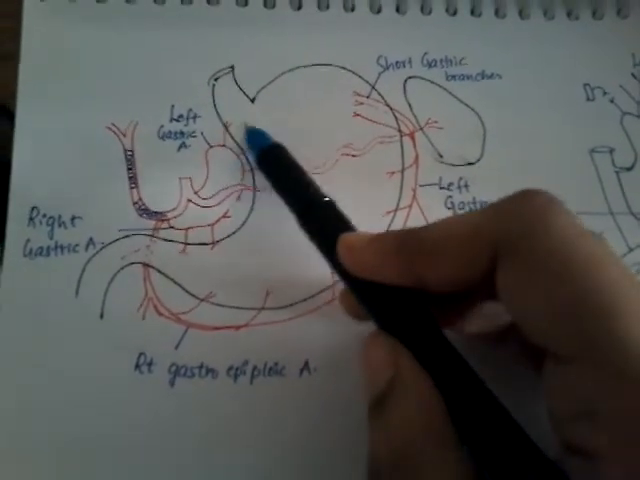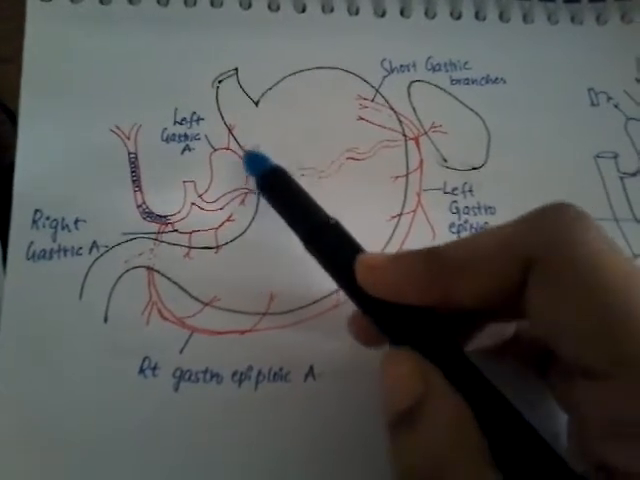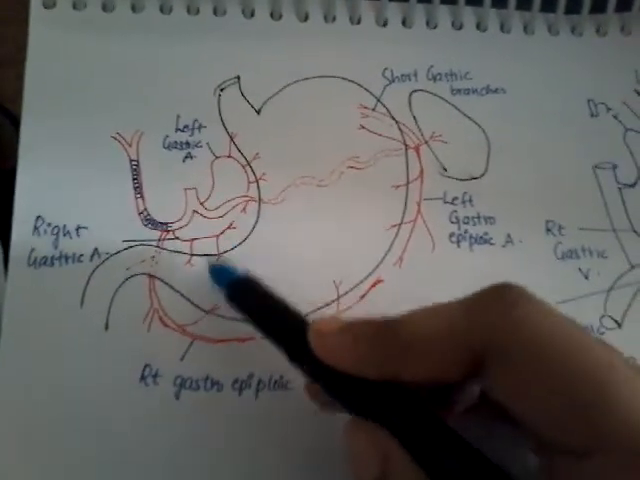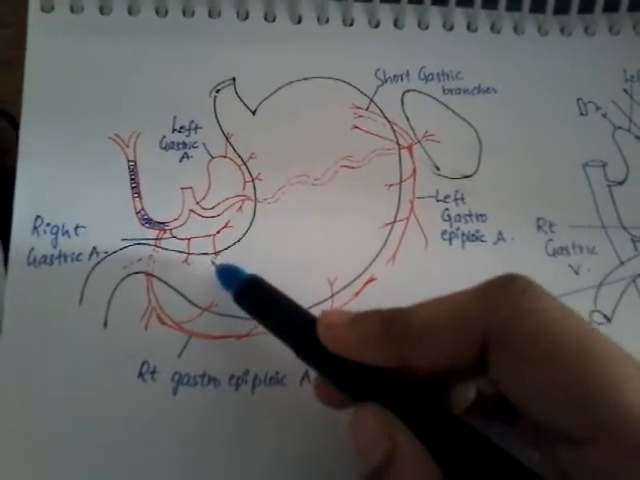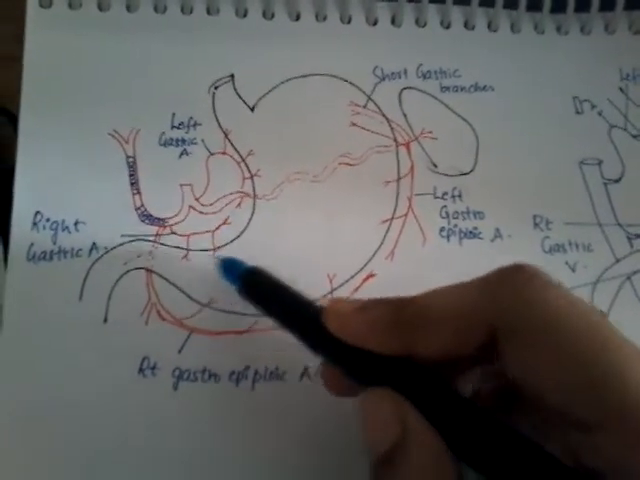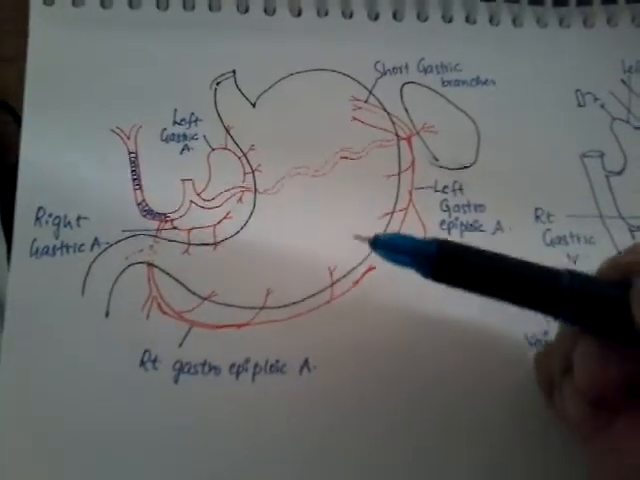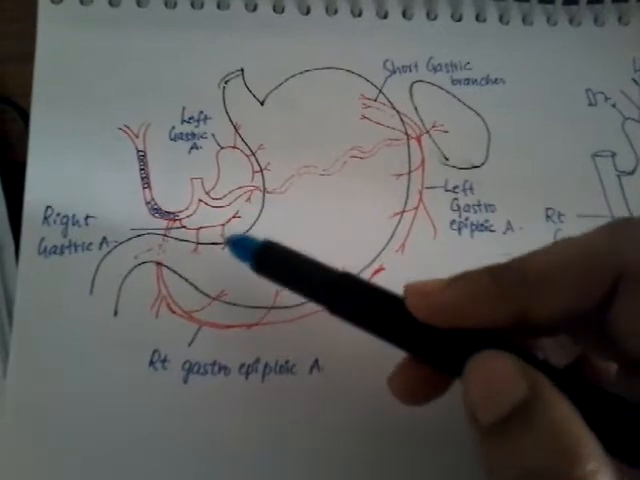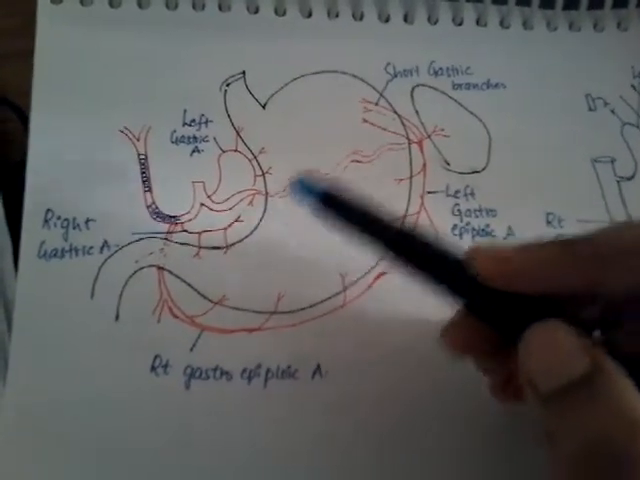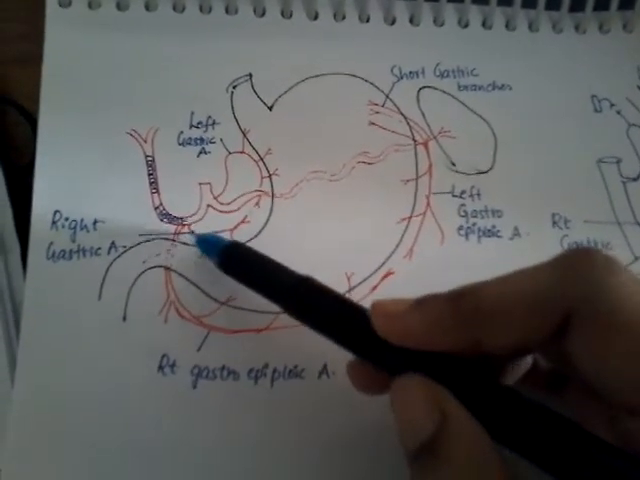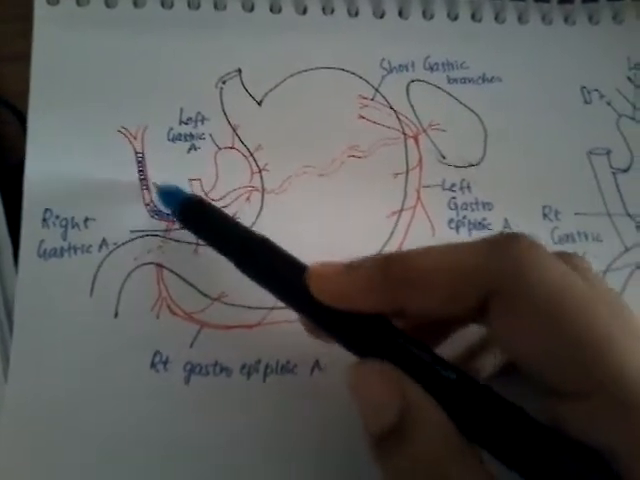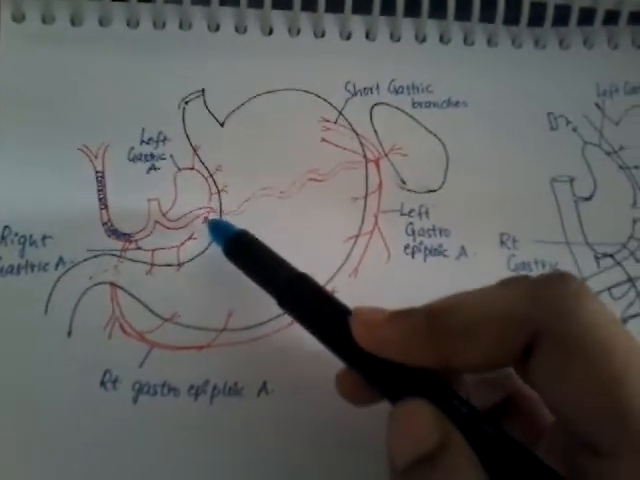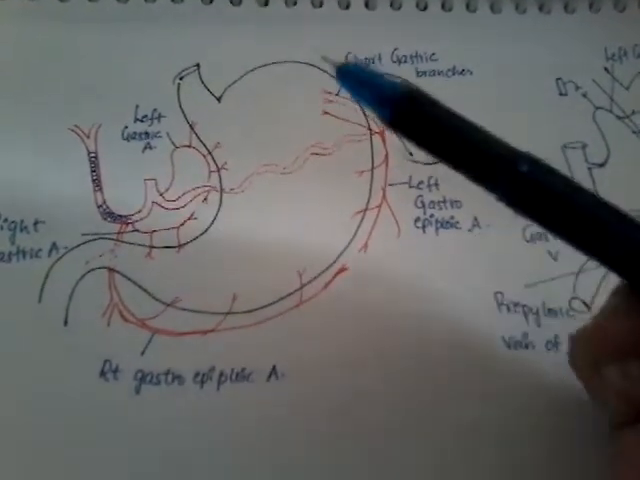The left gastric branch supplies the lesser curvature of the stomach, whereas the right gastric branch supplies the right part of the lesser curvature of the stomach. Left gastric and right gastric branches both supply the lesser curvature of the stomach. The right gastric artery is a branch of the common hepatic artery, as you can see. The left gastric artery is a direct branch from the celiac trunk.